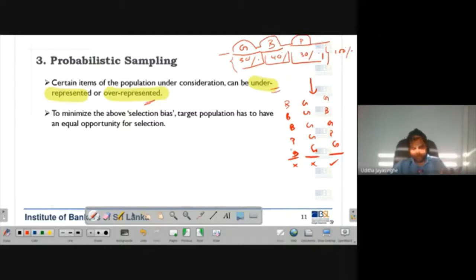So we assume that if equal opportunities are there in the target population to be selected, these kinds of biased samples will not be there or will be minimized. However, you can't really guarantee that probabilistic sampling is going to give you the best. There's nothing like the best out of these methodologies. There's no superior or inferior. All are different methodologies. Fine.